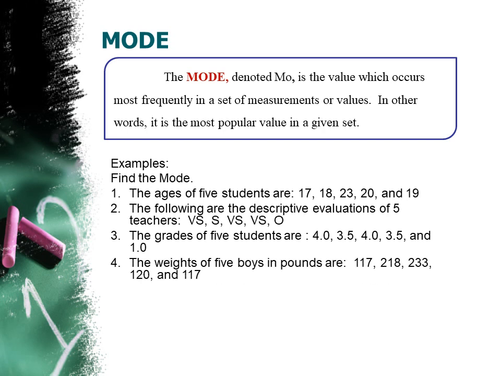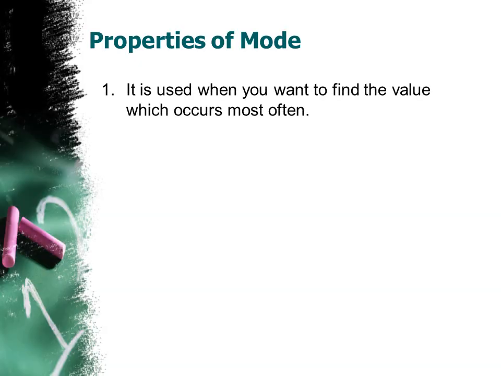Number 4, it's 117 kasi nag-appear siya twice. So the mode is the easiest measurement that we can make because we are just using our eyes as our tool to get the answer. Now here we have the properties or the characteristics of mode. Number 1, it is used when you want to find the value which occurs most often. Gusto mo lang malaman kung ano yung parate.